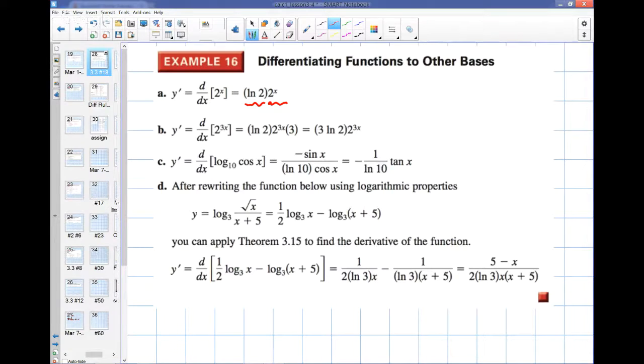So what happens when you have a little more complicated one, like in part B there? What if you want to take the derivative of 2 to the 3x? Well, once again, it's itself times the natural log of its base. And then here we have a chain rule because the exponent itself is a function, 3x. So we got to include the chain rule and multiply by 3 also.